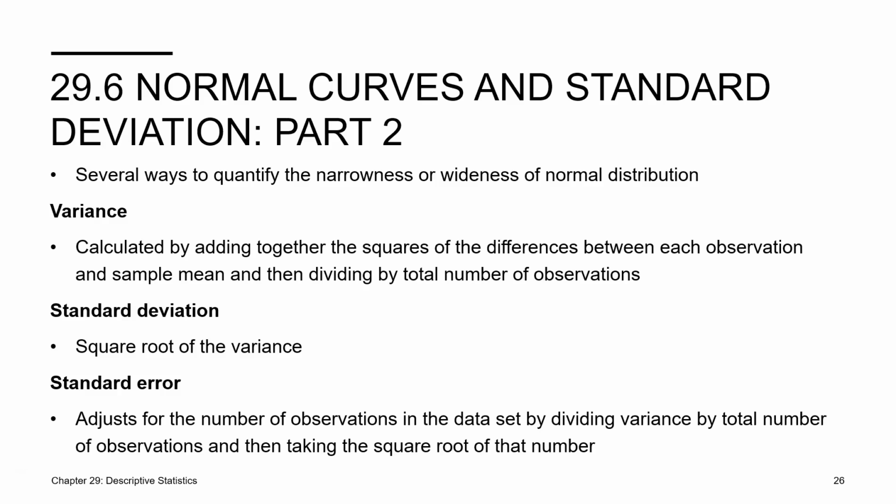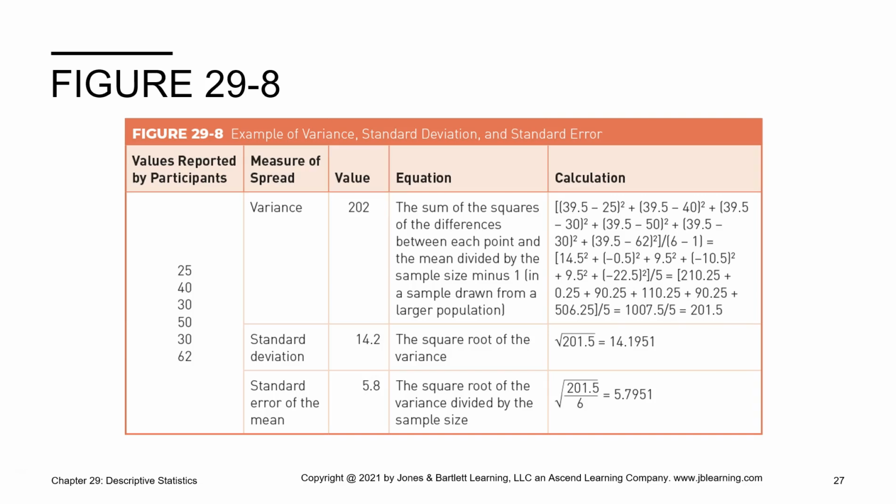Then we also have variance, standard deviation, and standard errors as ways to quantify the narrowness or wideness of a distribution. So the variance is calculated by adding together the squares of the differences between each observation and the sample mean, and then dividing by the total number of observations. The standard deviation is calculated as the square root of the variance. And the standard error adjusts for the number of observations in the dataset by dividing the variance by the total number and then taking the square root of that number. So that tells you if there's a small or a large sample size.